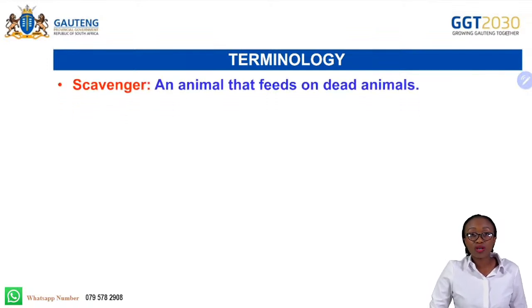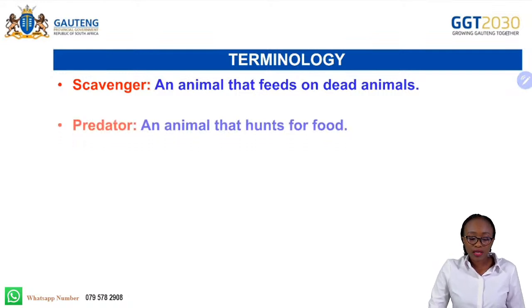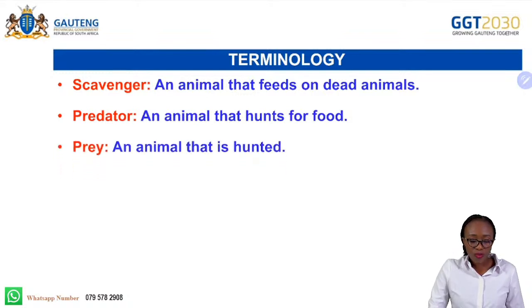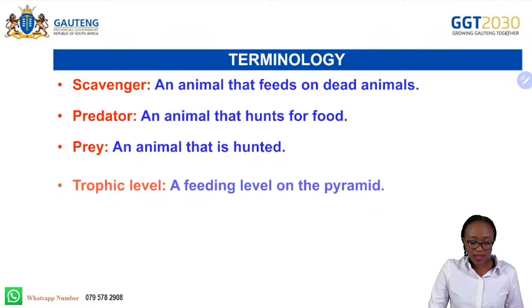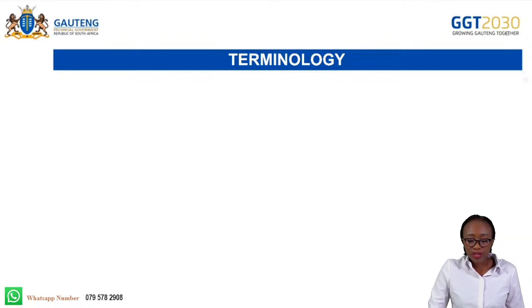So more on terminology. A scavenger is an animal that feeds on dead animals. A predator is an animal that hunts for food, so it hunts other animals for food. Prey is that animal that is being hunted by a predator. And then trophic level, this is a feeding level on the pyramid.